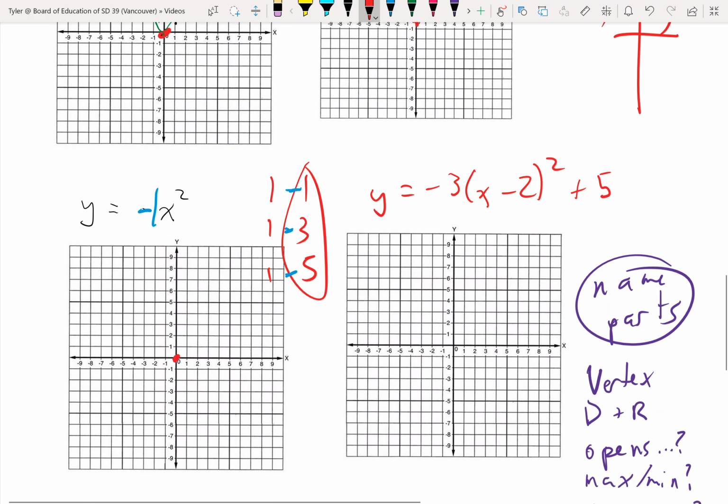So let's start at the vertex. Same, we didn't shift up or down, left or right. We're going to go over 1, down 1, over 1, down 3. Okay, and we got our mirror points.